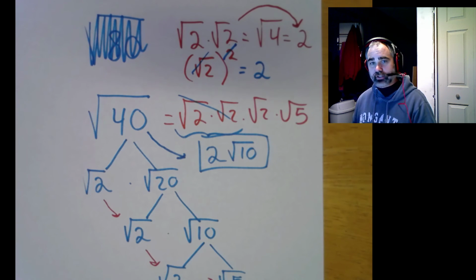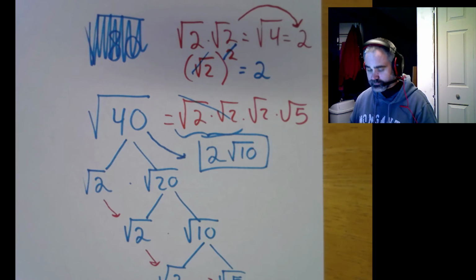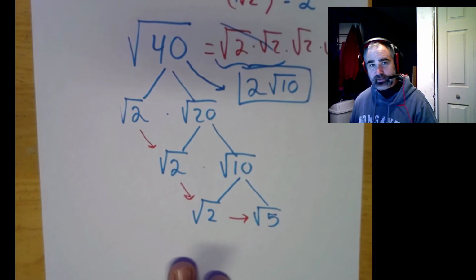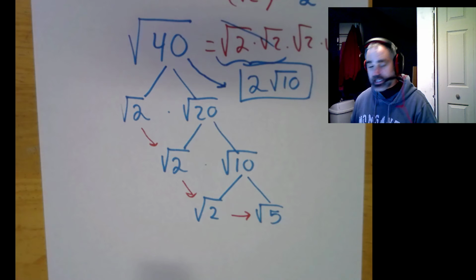So if you want to simplify a square root, all you need to do is make a prime factorization, make a factor tree, and find a pair of numbers. Okay, let's do that again, and we'll try another number here, and then I'll let you go ahead and try your homework and practice.